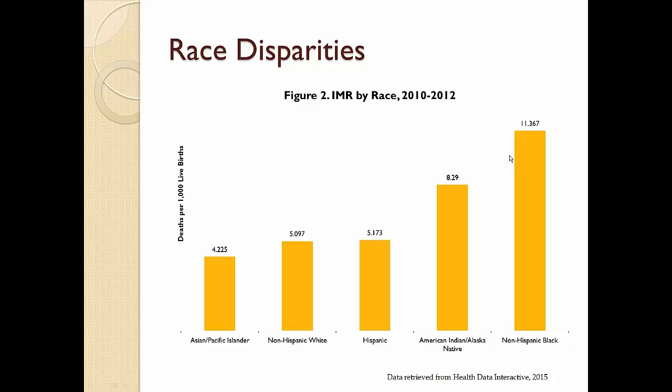The greatest disparity among infant mortality within the United States is race. As you can see from this graph, non-Hispanic blacks have more than twice the infant mortality rate of non-Hispanic whites, as well as Asian Pacific Islanders and Hispanics.